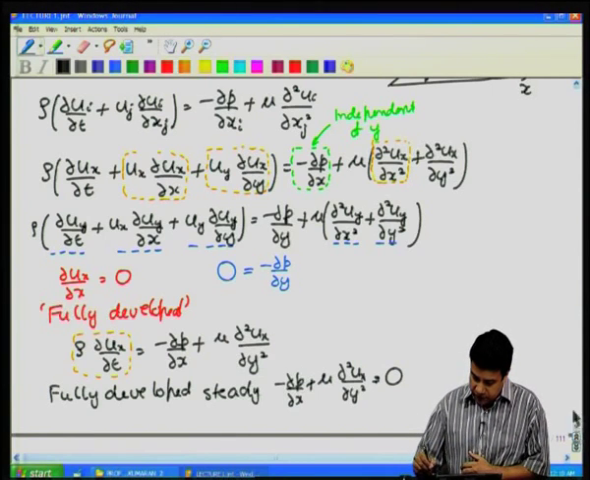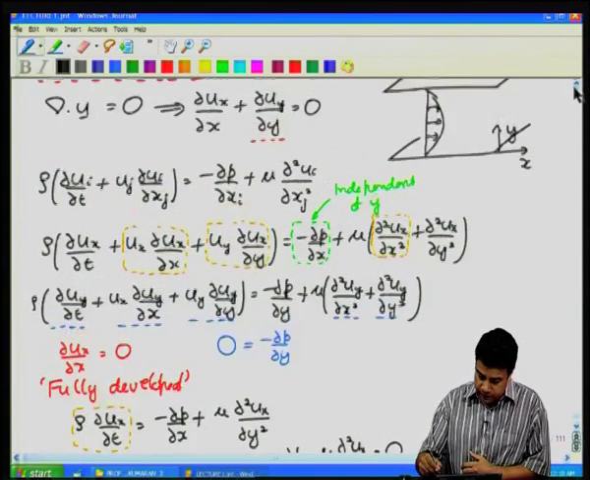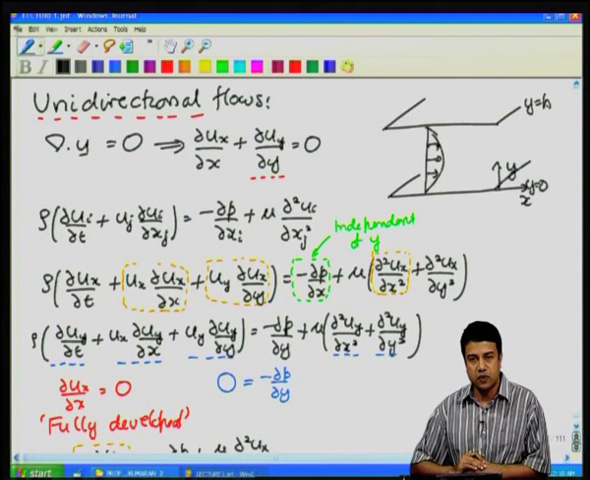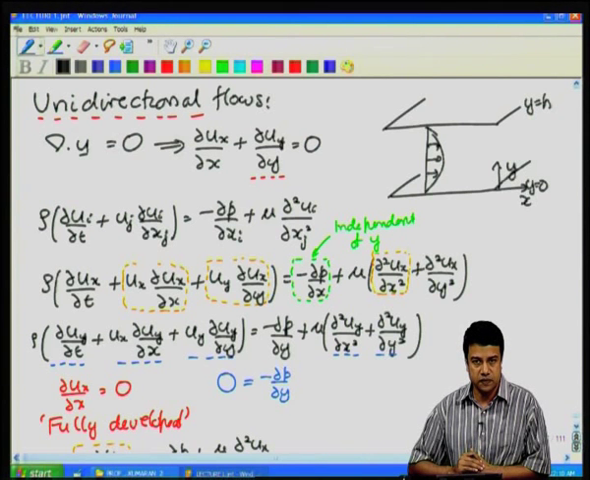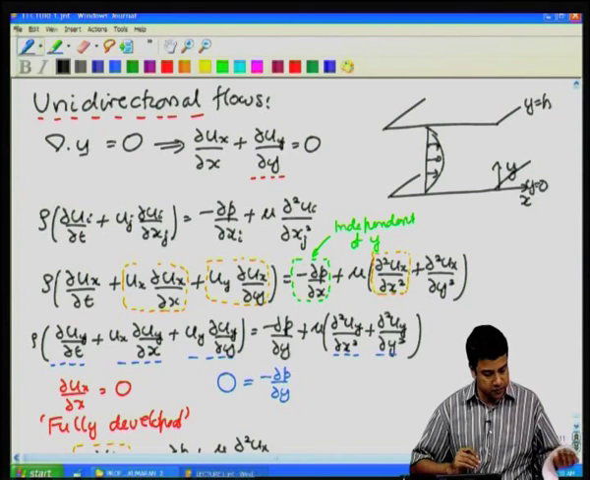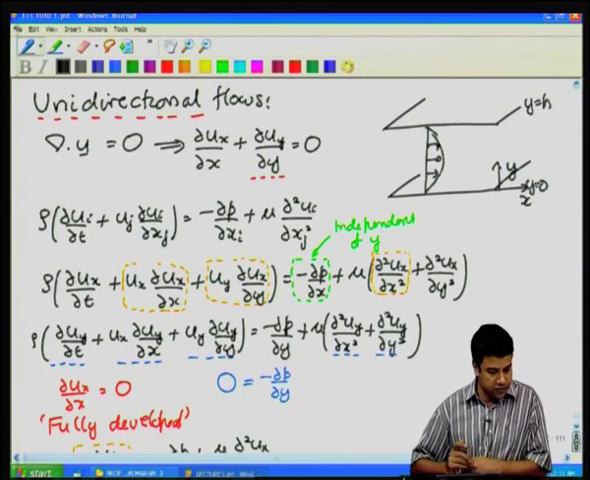For definiteness, let us take two boundaries at y is equal to 0 and y is equal to h. The two boundaries of this slot are at y is equal to 0 and y is equal to h. You require the no slip condition at those two surfaces. The velocity has to be equal to 0 at y is equal to 0 and y is equal to h. And on this basis, you can quite easily solve the equations to get the exact velocity profile.